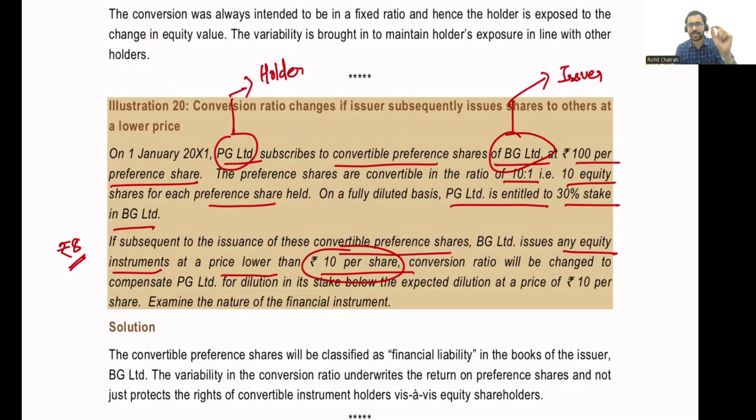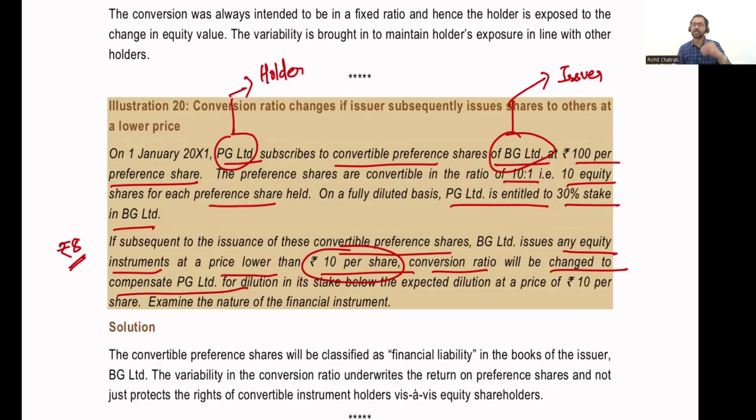PG Limited has effectively paid 10 per share, and BG is making a fresh issue of equity shares in the market for the public to subscribe to at rupees 8 per share only. PG has paid 10 for every equity share, and BG is now issuing in the market at only rupees 8. So obviously PG is at a loss. PG has paid 10, whereas BG is issuing the same shares at a lower price of rupees 8, and therefore the terms of the instrument are saying that the conversion ratio will be changed to compensate PG Limited.